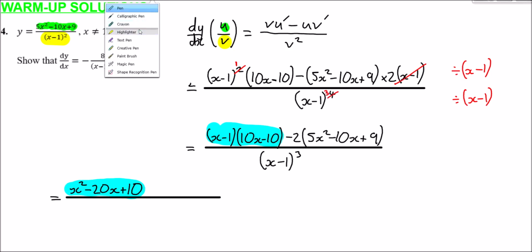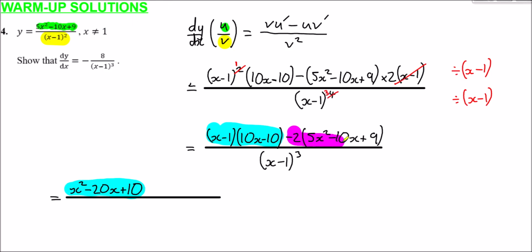And then finally this part here, for minusing two lots: minus 2 times 5x squared. Oops, that said 10x squared, I do apologise. That was rather silly. 10x squared there, sorry. Minus 2 times 5x squared, so minus 10x squared. Minus 2 times minus 10x is plus 20x. And then minus 2 times positive 9 is going to be minus 18. And all of that still over x minus 1 cubed.